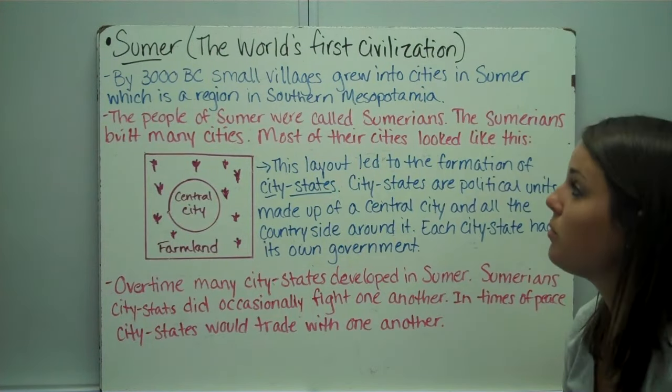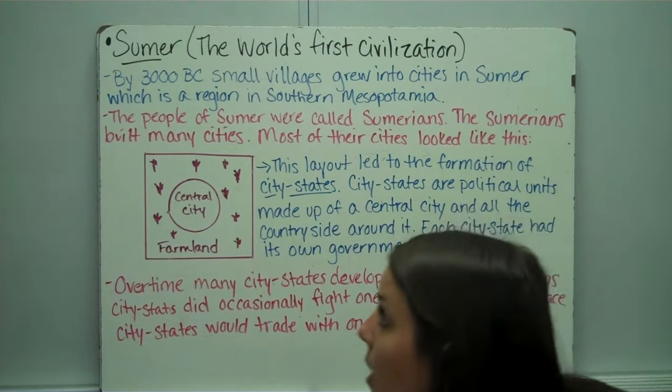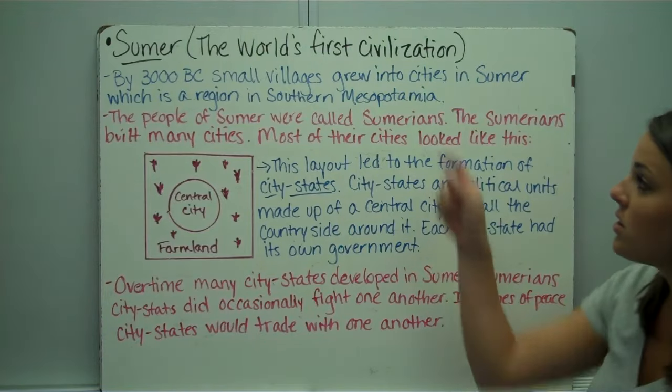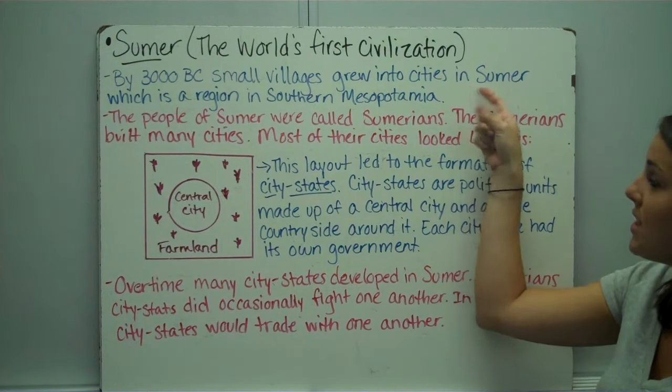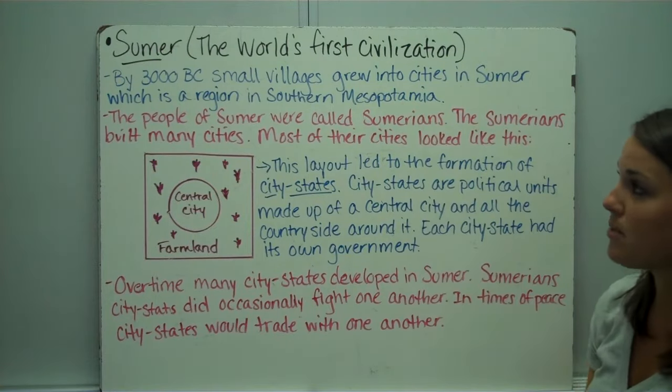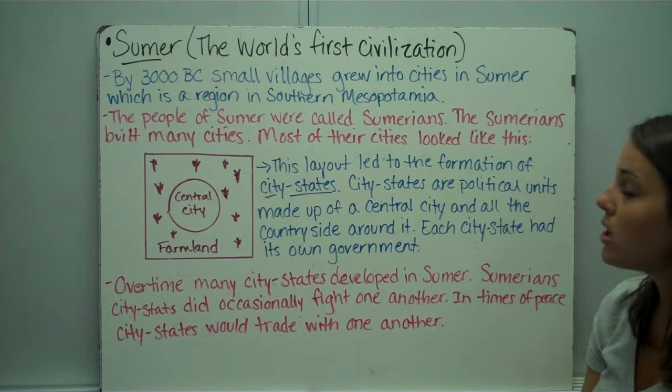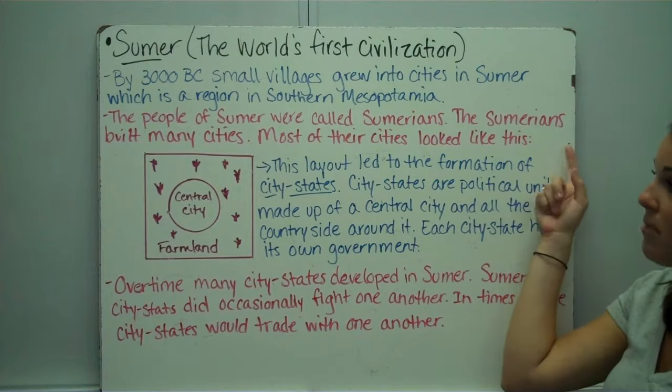Sumer. Sumer is the world's first civilization. By 3000 BC, villages grew into cities in Sumer, which is a region in southern Mesopotamia. The people of Sumer were called Sumerians. The Sumerians built many cities.